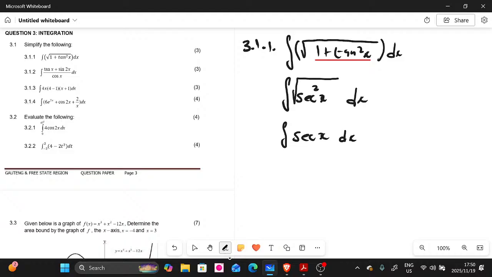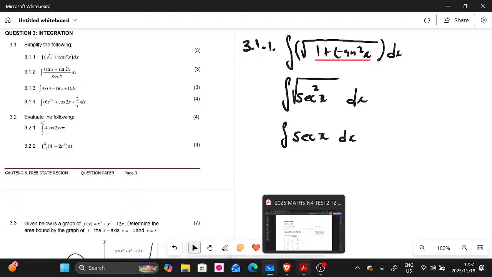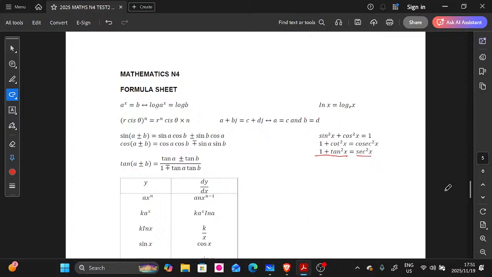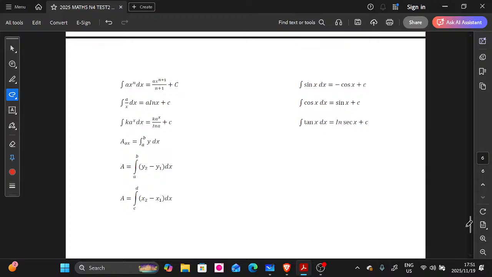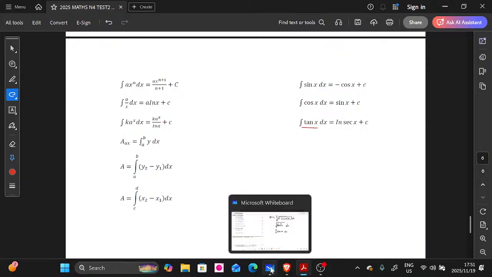Now from here we have a problem, guys. When you go to your formula sheet, you look for the integration of sec. It is not there, people. Let's check them. It is not there. So what they gave you there is for you to find the integration of sec. We only have the integration of tan.